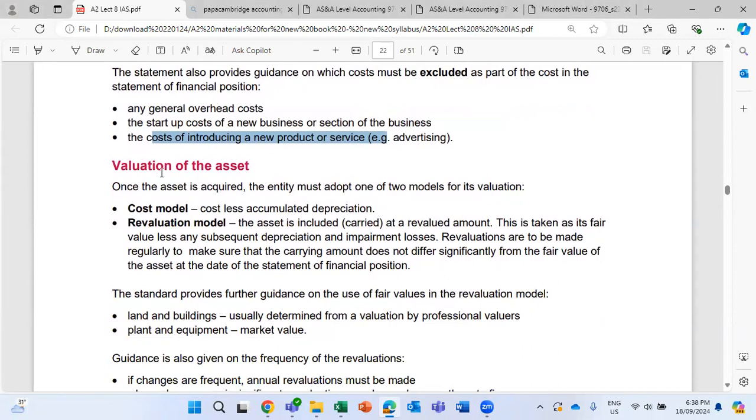When it comes to valuing the asset, there are two models that we can apply. One is called the cost model. Under the cost model, we keep the cost constant and keep on depreciating every year. We show the cost less any accumulated depreciation to arrive at the carrying value. On the other hand, the revaluation model is where we revalue the assets when necessary and decide on any impairment losses. Revaluations are to be made regularly to make sure the carrying amount does not differ significantly from the fair value of the asset at the date of the statement of financial position.